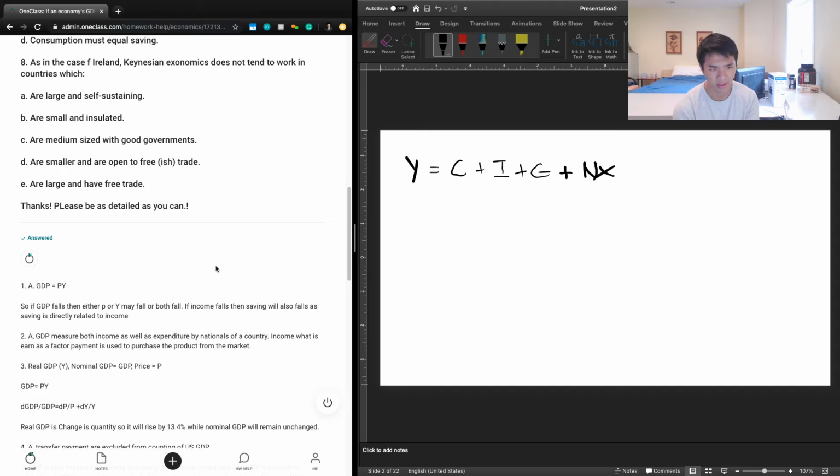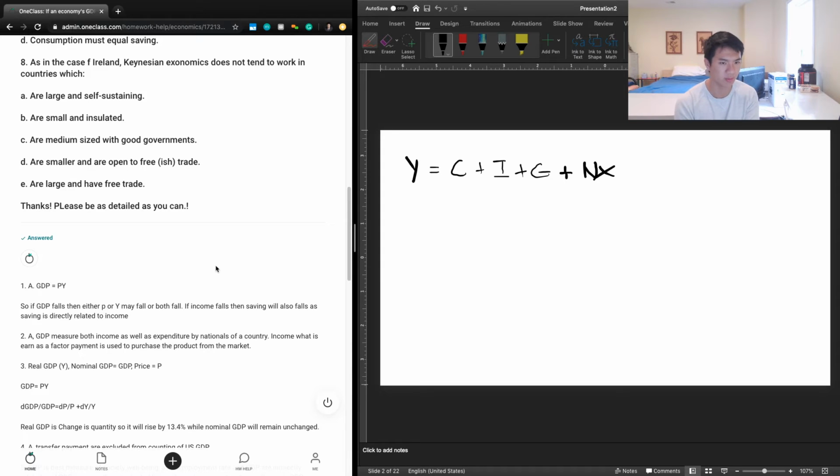And so we can take a look at the answer choices. A says large and self-sustaining. That's a perfect situation for where Keynesian economics would thrive. There's no interconnectedness or trade. It's a large economy, and so Keynesian economics would work very well here. B says small and insulated. Again, this would be fine because even though it's a small economy, the insulation prevents global influences on the economy, and so it's still going to be government policy that tends to work.